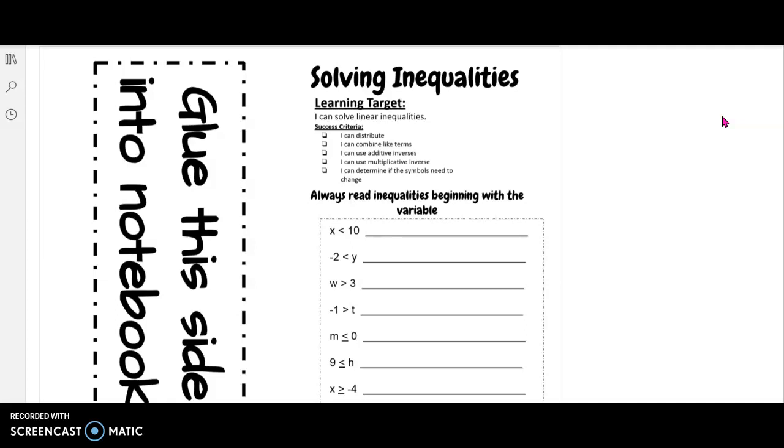So you'll need to fold this foldable in half, where the title, Solving Inequalities, is on the front, and where it says to glue this into your notebook should be on the back. So you're folding it in half because you will tape it into your journal when you're done.